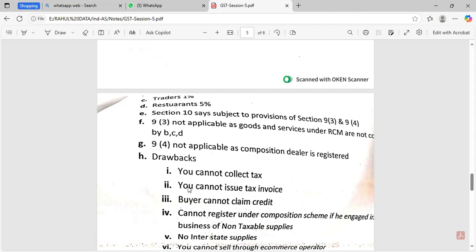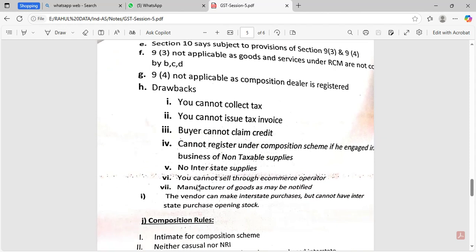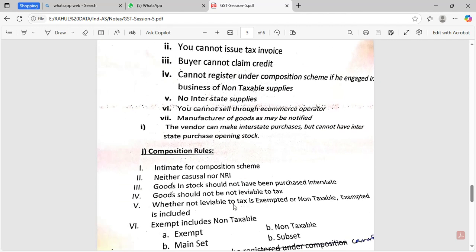Drawbacks: you cannot collect tax, you cannot issue a tax invoice, the buyer cannot claim credit. Cannot register under composition scheme if he is engaged in business of non-taxable supplies, no interstate supplies, you cannot sell through an e-commerce operator, manufacturer of goods may be notified. The vendor can make interstate purchases but cannot have interstate purchase opening stock. Intimate for the composition scheme; goods should not be leviable to tax.